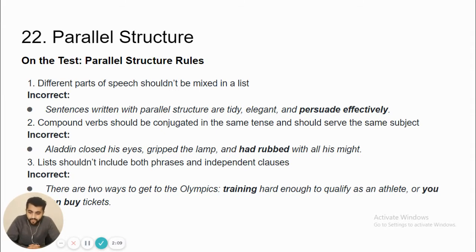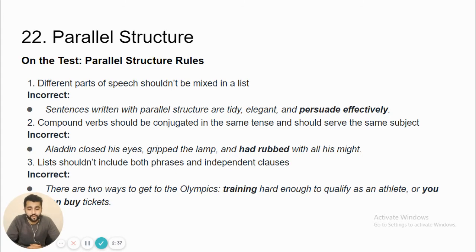Number two, compound words should be conjugated in the same tense and should serve the same subject. So the incorrect sentence is "Aladdin closed his eyes, gripped the lamp, and had rubbed with all his might." Right? So as I said, the compound verbs should be conjugated in the same tense. So we have closed, we have gripped, and then we should have rubbed. We should not have had rubbed.